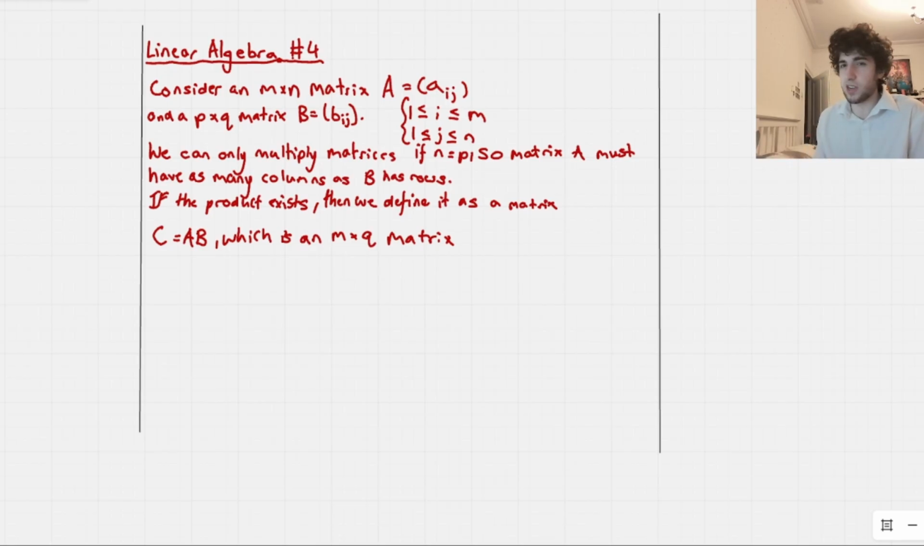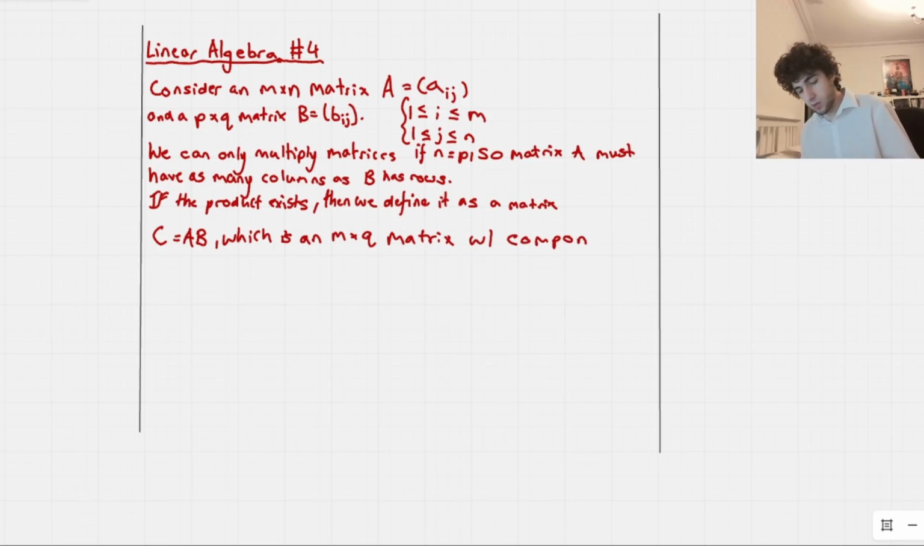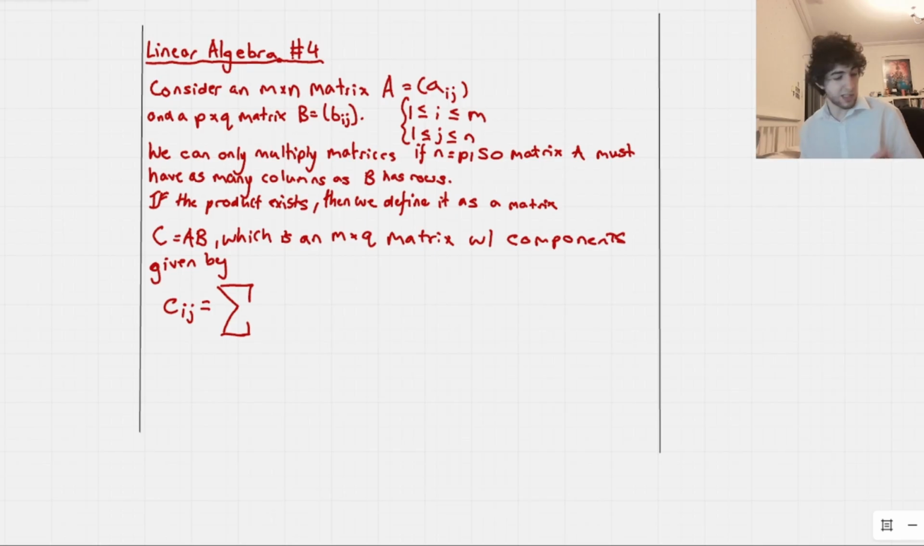But obviously, what even is this matrix? I'm telling you it's an m by q, but how am I supposed to figure out what the components are? So we need to also give that information, otherwise it's useless. So we define it as a matrix, which is an m by q matrix with components given by C_ij. This is going to be a bit weird when you first see it, if you've never seen this formal definition before, but it's going to have to be a definition that you know for now. Okay, so it's a sum from k equals 1 to n of a_ik b_kj.